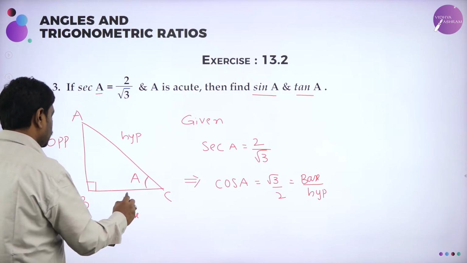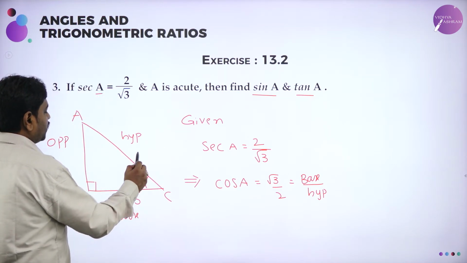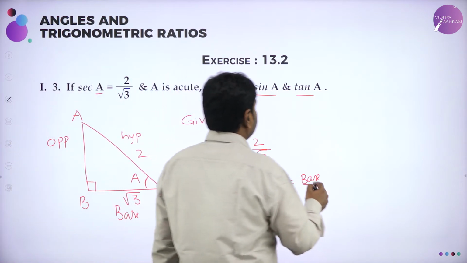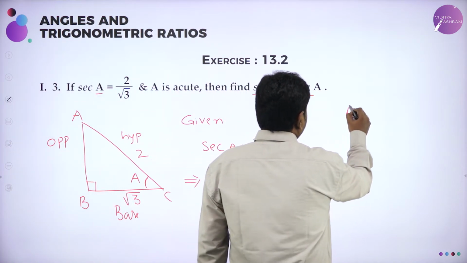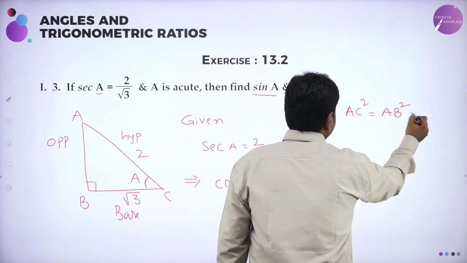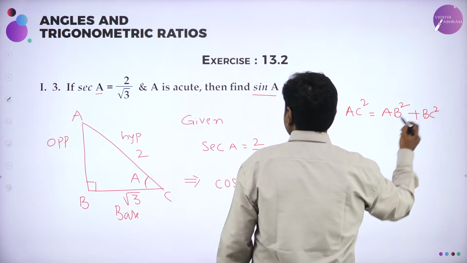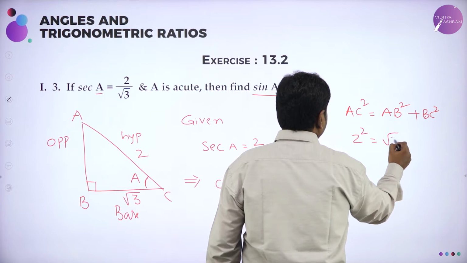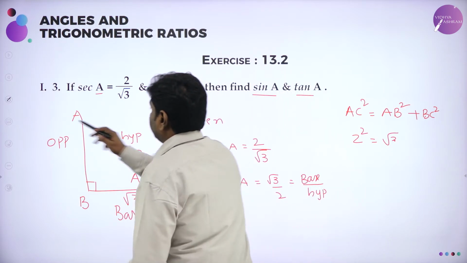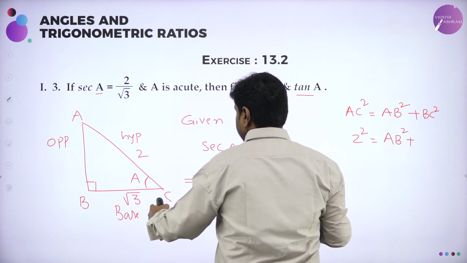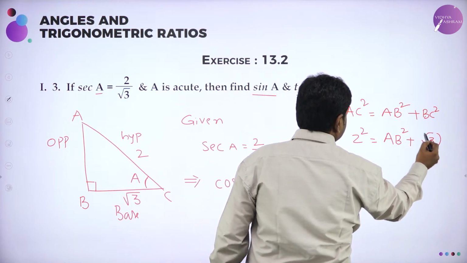So you got the base value. What is base? Root 3. And you also got hypotenuse. What is hypotenuse? 2. Now we should find AB. So we'll use the Pythagoras theorem. AC square is equal to AB square plus BC square. And AC value you know, 2 square. AB value we need to find. So AB square plus BC square. B to C they gave, what is that? Root 3 the whole square.